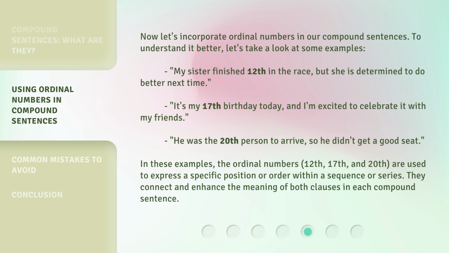In these examples, the ordinal numbers 12th, 17th, and 20th are used to express a specific position or order within a sequence or series. They connect and enhance the meaning of both clauses in each compound sentence.